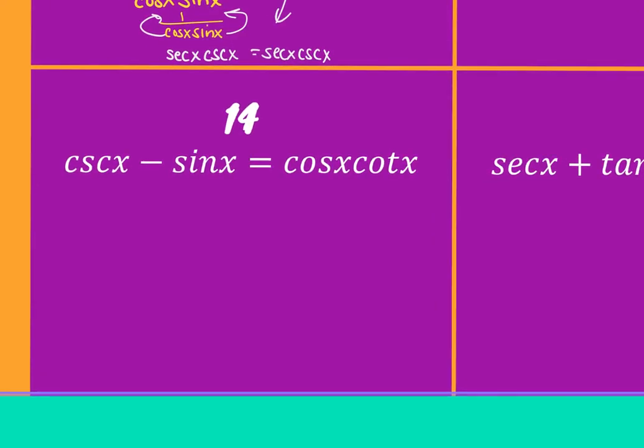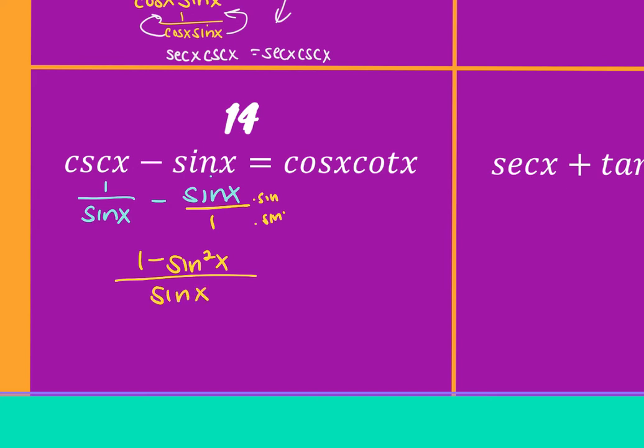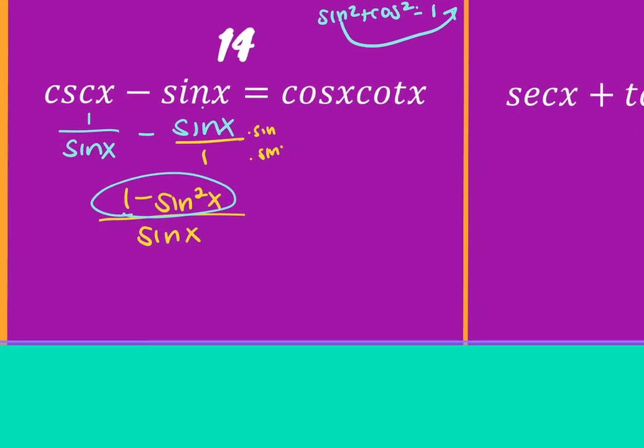14. On the left, I've got a difference, so I would work with that first. 1 over sine x minus sine x. I need to give these a like denominator, so I multiply by sine and sine, and I get 1 minus sine squared x over sine x. Go back to your Pythagorean identity. Sine squared plus cosine squared equals 1. So if I move this over here, 1 minus sine squared would equal cosine squared over sine.